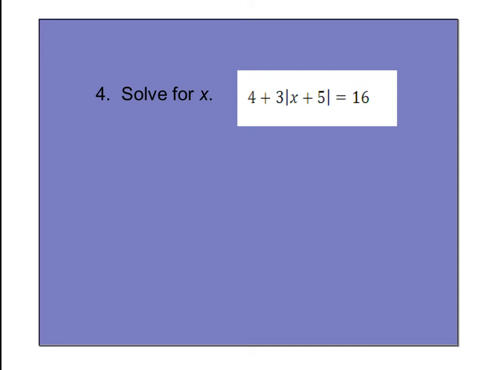So now here, before I do anything, I've got to get that by itself. So let's take a look and see what we can do here. So first thing I want to do is subtract 4. So that's going to give me 3 times the absolute value of x plus 5 equals 12. So if I divide by 3, what happens if I do that? All right, so that's going to be the absolute value of x plus 5 equals 4.